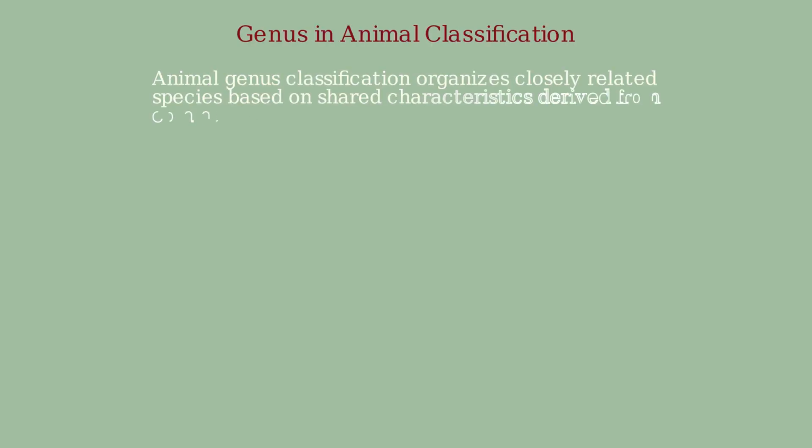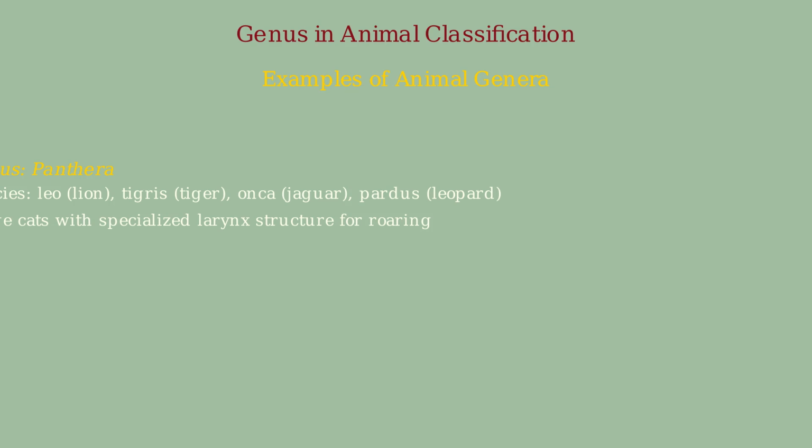Let's examine how the genus concept applies to animal classification. Let's examine three well-studied animal genera that illustrate how taxonomists classify animals. The genus Panthera includes large cats such as lions, tigers, jaguars, and leopards. These species share a specialized larynx structure that allows them to roar, distinguishing them from other cat genera.